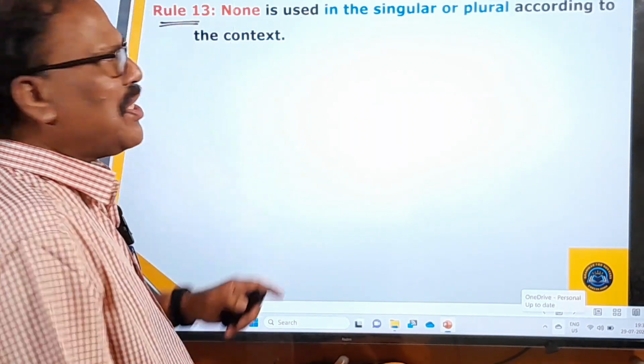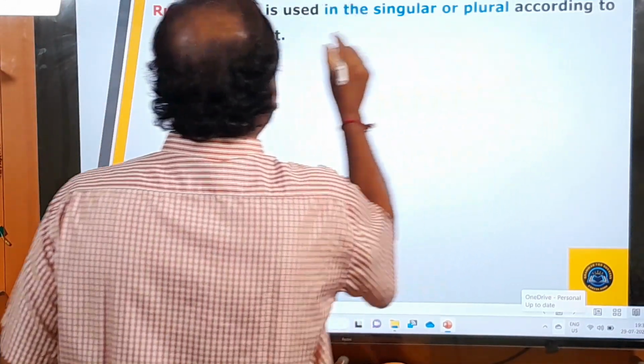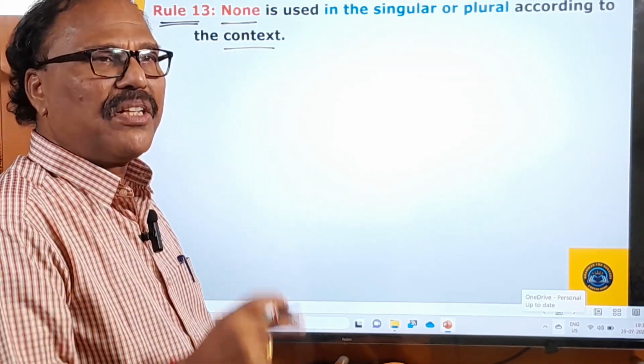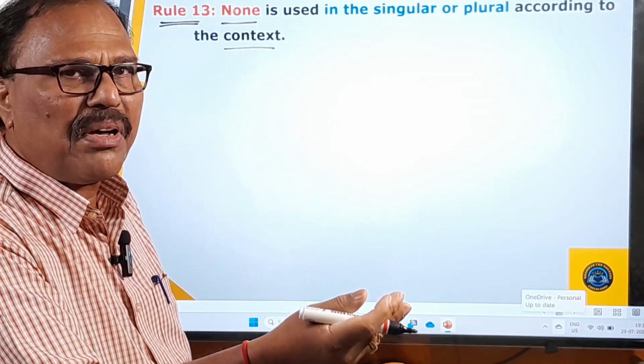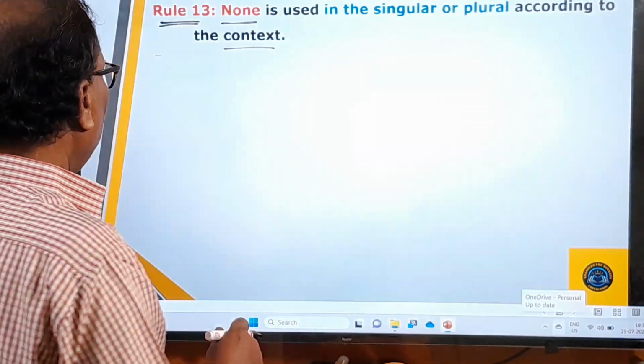Now the rule says: none is used in the singular or plural according to the context. This is a very important pronoun. It is used either in the singular number or in the plural number according to the context. How? Let us see that here.